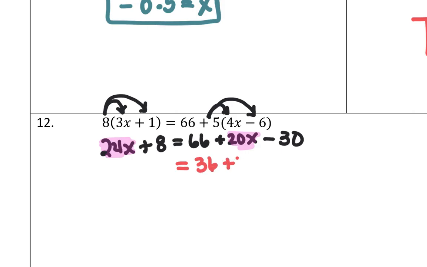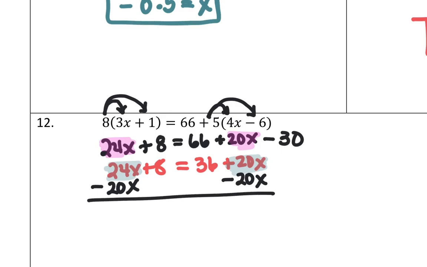And I'm going to bring down the 20x. I did nothing on the right side, so I'm going to bring that all down. Just bringing it all down. All right, I'm going to highlight my variables. All right, so I'm going to move over the 20x. So I'm going to subtract 20x from both sides. So I have 4x plus 8 equals 36.